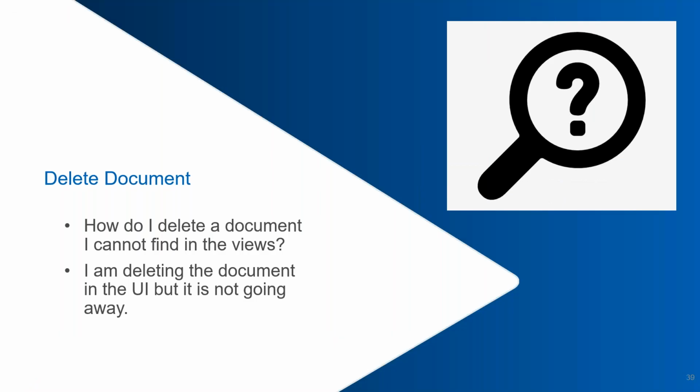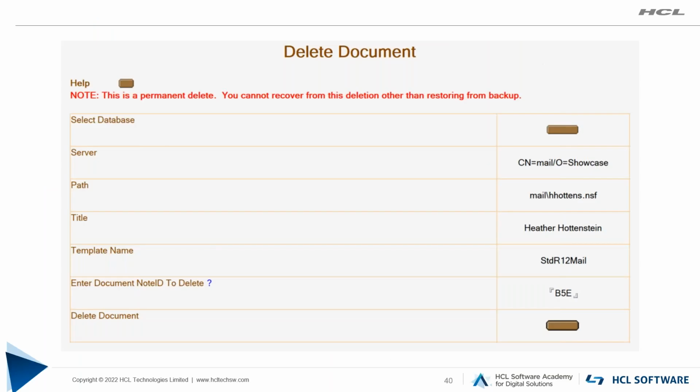Alrighty. Another one that you sometimes run into, and this can happen for various reasons, is you have a document that you know about, for example, you've got information in your log file, or you are deleting a document within the UI and it's not going away. It's maddening. In those cases, historically, you have to write an agent and specify the node ID. But I'm an administrator because I don't like to write code. So voila, this utility has a delete document for you.